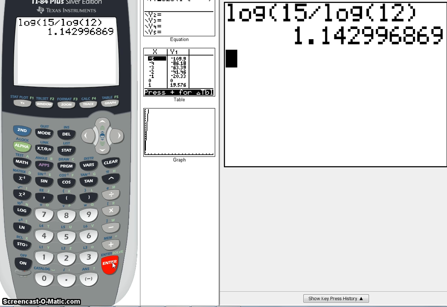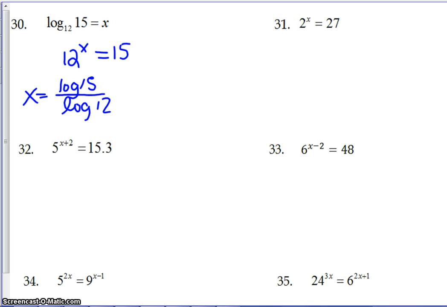All right? So that's what I got for an answer. All right? So log of 15 divided by log of 12, I'm trying to find my answer here, would be equal to 1.090. In this case, we already have an exponent, so our exponent will always be equal to the log of the outside divided by the log of the base.